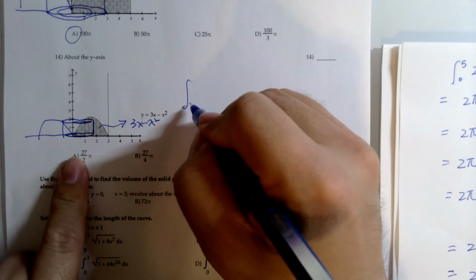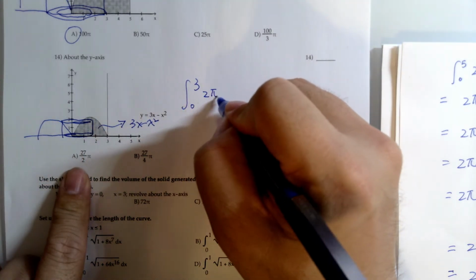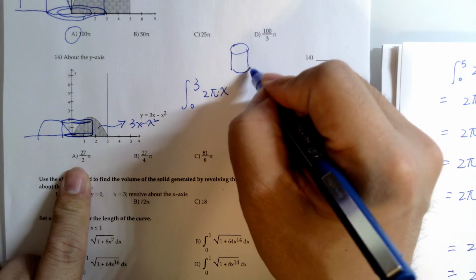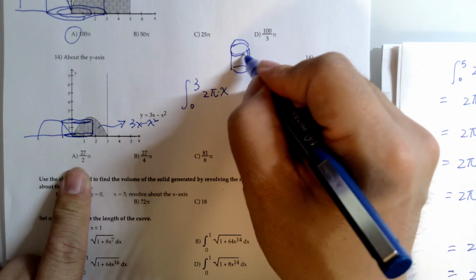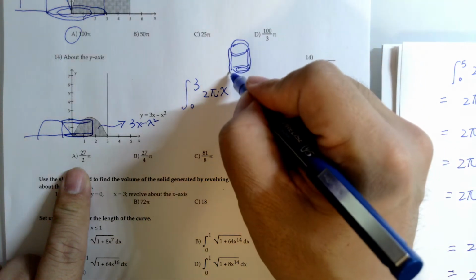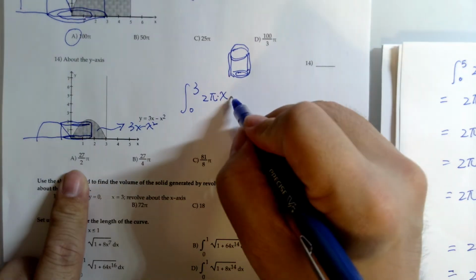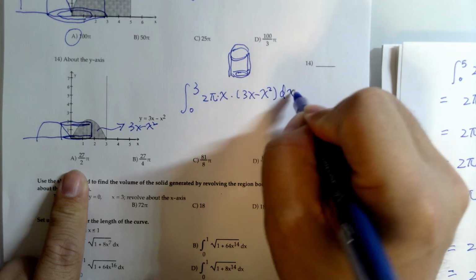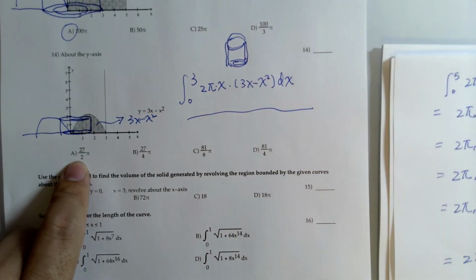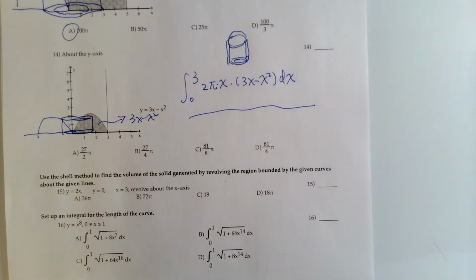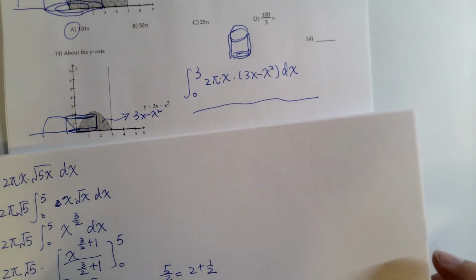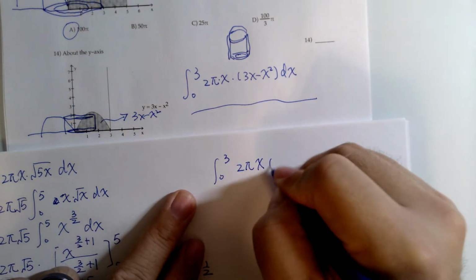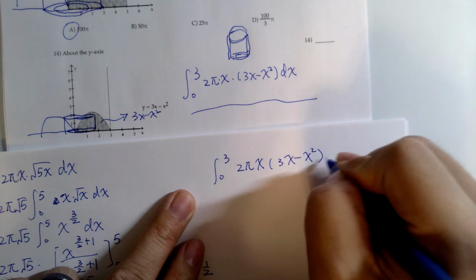So our integral is going to be from 0 to 3, 2 pi times x gives us the circumference, times the height, and then times the thickness. That will give us the volume of the shell. The height is 3x minus x squared, and then dx. So that's how to form this. And then the problem becomes solving this integral, from 0 to 3, 2 pi x times (3x minus x squared) dx.